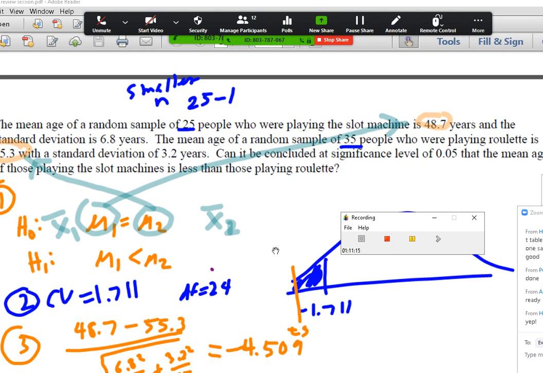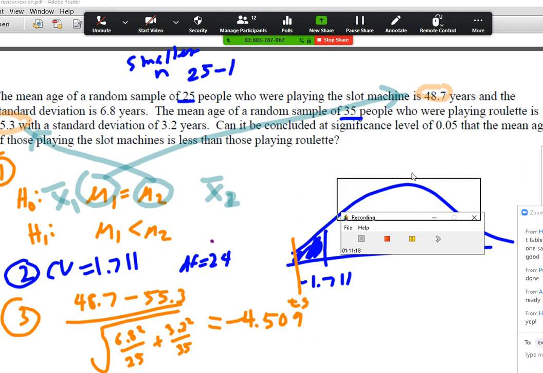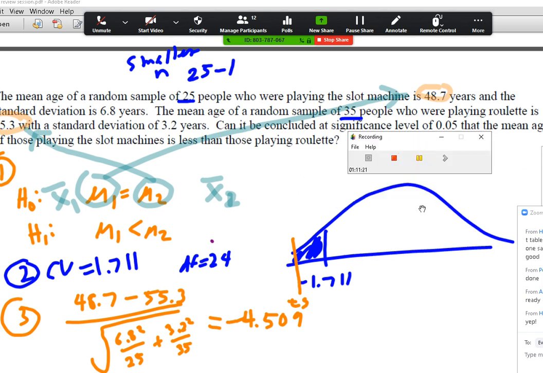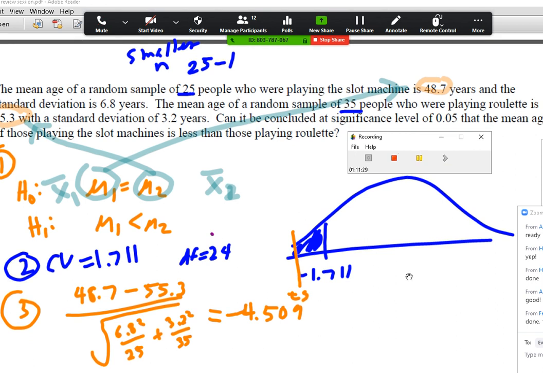I'll pull up your test stat so you can see that also. Alright, so we'll take a look. Our test stat is our first x bar 1, 48.7, minus x bar 2, 55.3, over the square root of s1 squared, 6.8 squared, over n1, 25, plus s2 squared, 3.2 squared, over n2, 35. And if you do all those things, you'll end up, again, working from the inside out.